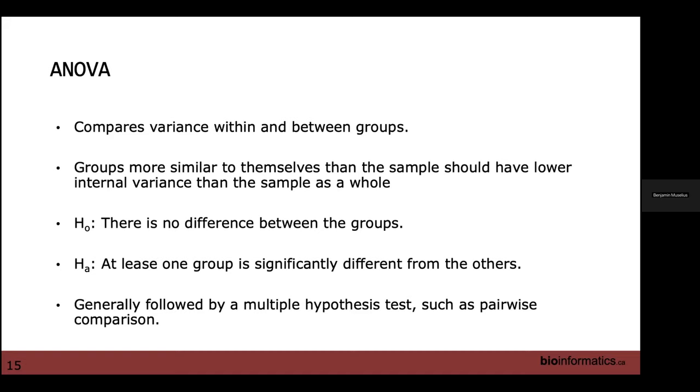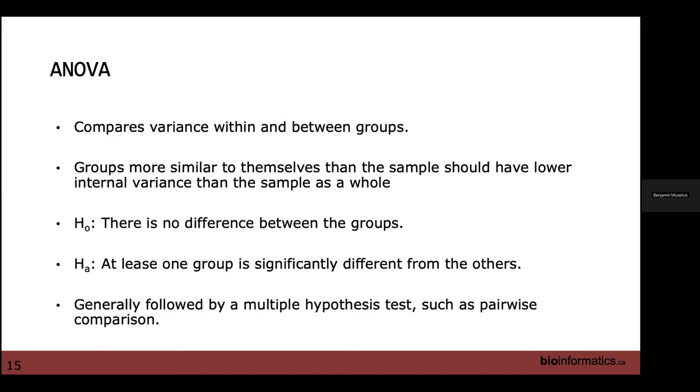If you think about it, you have a population that takes up this size. You might have a group within it that takes up this area on a plot. That group is going to have a lower variance, right? Because it's a smaller area on the plot than the entire group at large. And that is the principle that ANOVA works off of.